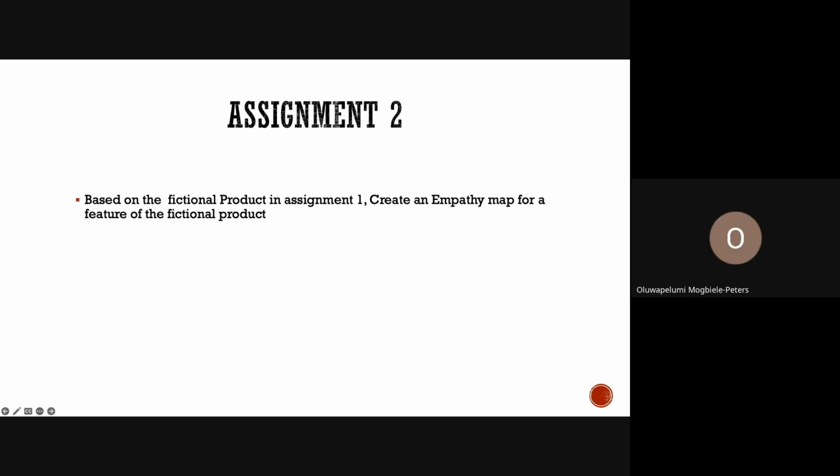Based on the fictional product on your assignment 1 that you are using, create an empathy map also for that same product. This time you are not using a user persona, you are using an empathy map to create it. Do we get it now? Good. Thank you.